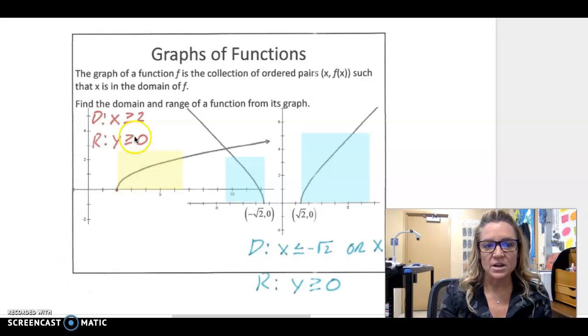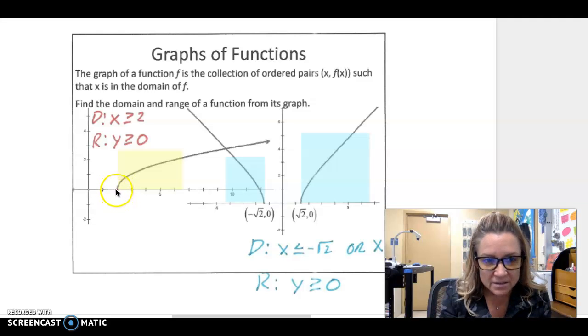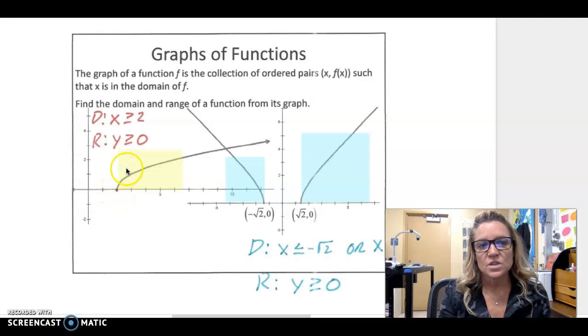So I have two graphs right here. I have this one on the left and I have this one on the right. So the one on the left, this yellow highlighted part, the domain, which I'm just going to abbreviate with D, is whenever x is greater than or equal to 2. So if you follow along the x-axis, it starts at positive 2 and the point is filled in. So x is greater than or equal to 2 because as you keep going, you're going to get all the numbers greater than or equal to 2.